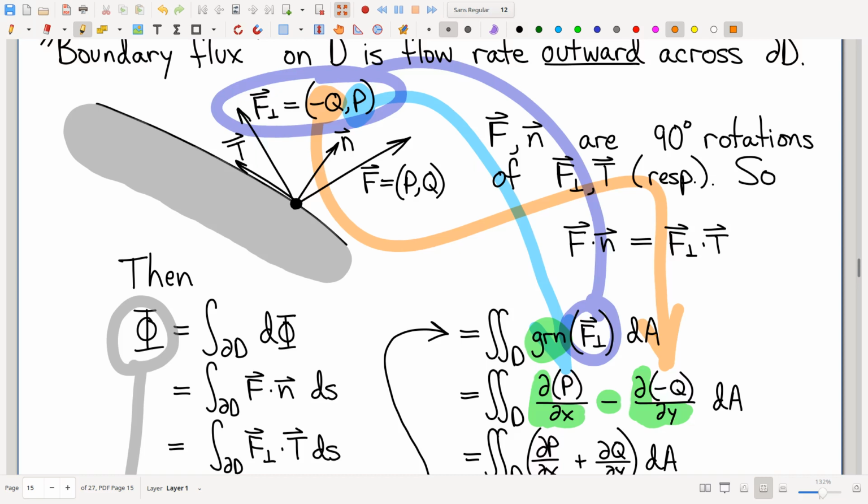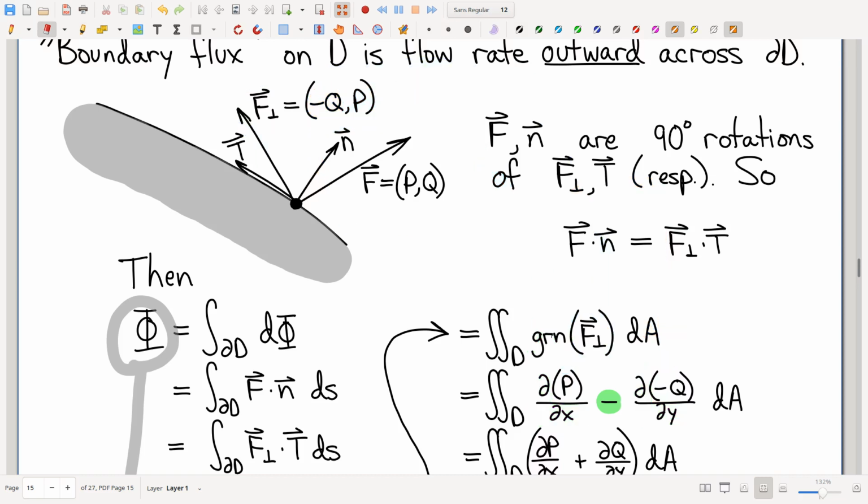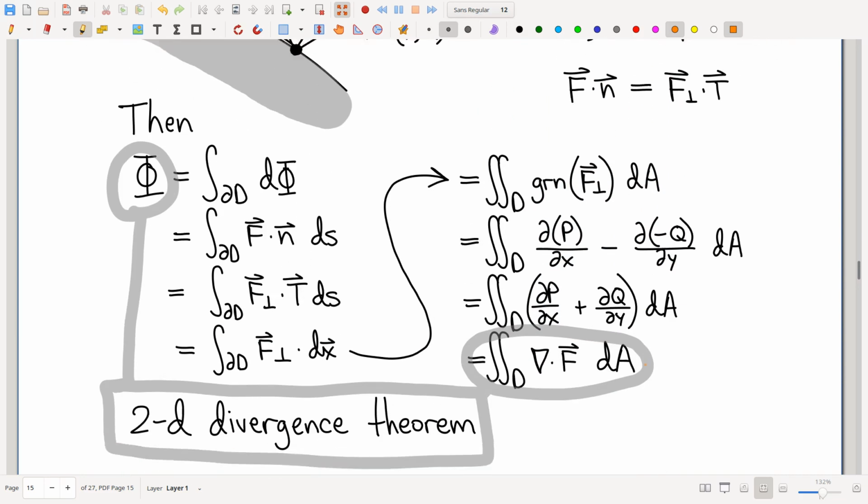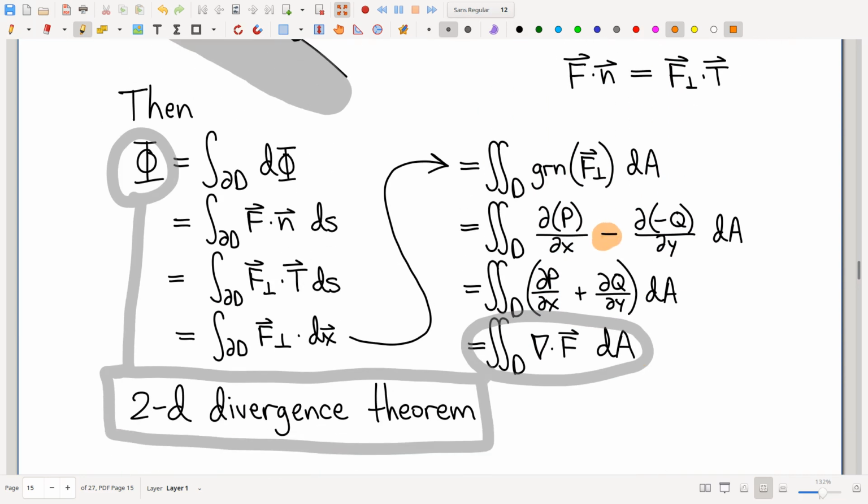And at this point, it's kind of all over but the shouting. These minus signs cancel, right? And all we have is dp dx plus dq dy, which you may recall, again, flashback to chapter 3, this is the formula for what we called divergence, for which we have this notation. And we have some geometric interpretations.